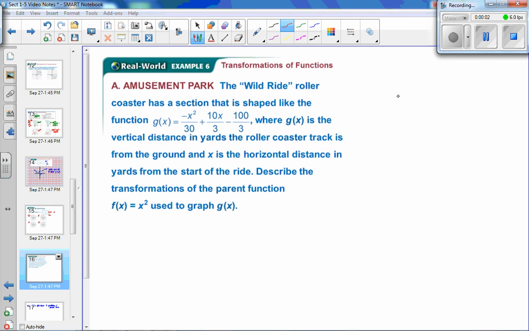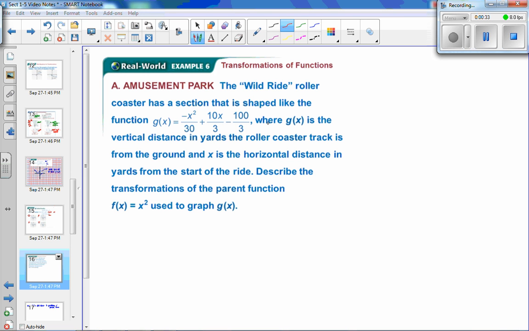Here's a real-world type example using transformations of functions. So this is a particular roller coaster. The Wild Ride has a section that is shaped like the function g of x equals negative x squared over 30 plus 10x over 3 minus 100 over 3, where g of x is the vertical distance in yards the roller coaster track is from the ground, and x is the horizontal distance in yards from the start of the ride. Describe the transformations of the parent function f of x equals x squared used to graph g of x.